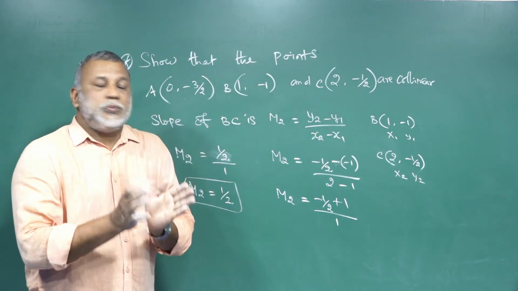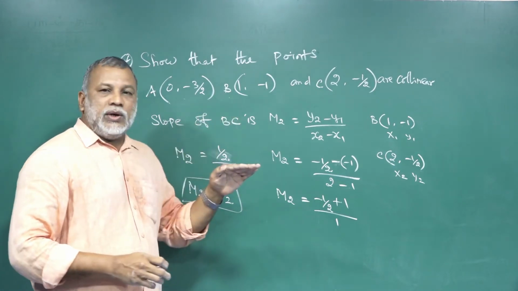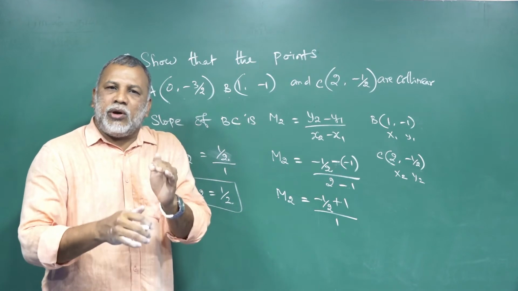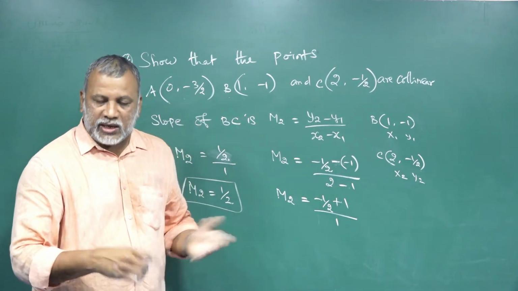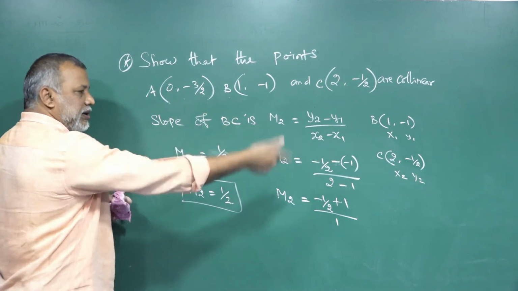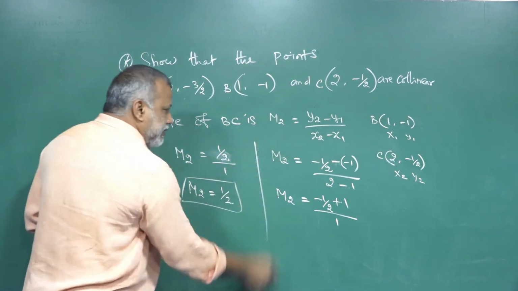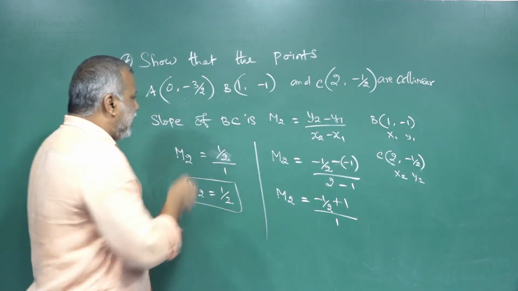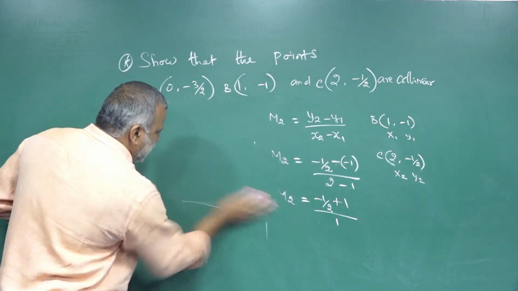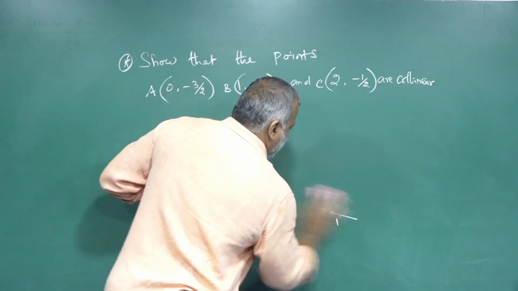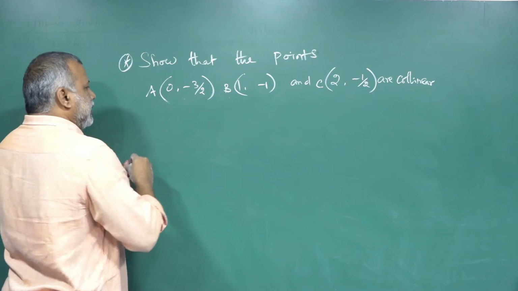Here, slope of AB is equal to slope of BC. Therefore, the given three points are said to be collinear. That is your conclusion. You have to write the conclusion like this. Already we worked out M1. Here, just we worked out M2. If the two slopes are said to be equal, therefore, write down the conclusion. M1 equal to M2.